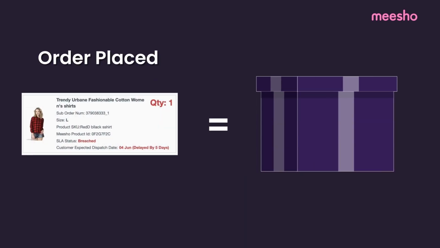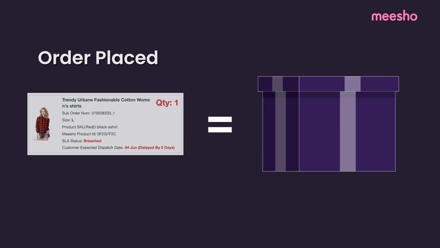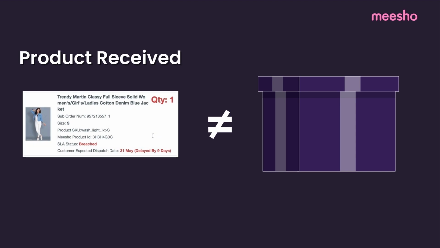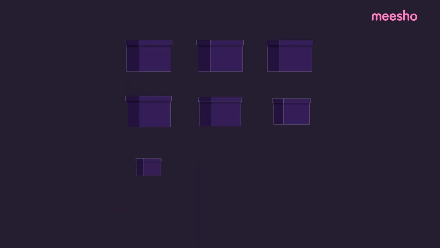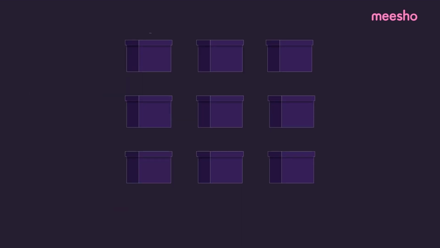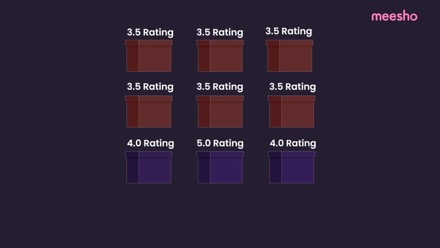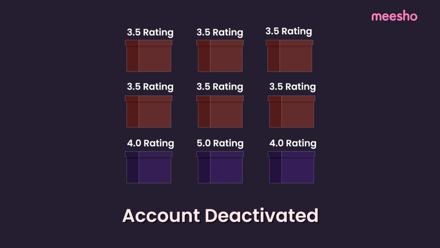Also note, if the product received by the customer is not similar to the catalog mentioned on Meesho, then the same catalog will be deactivated from the supplier account. And if more than 60% of your catalogs are deactivated and received a rating lower than 3.5 from the customers, then your account will be deactivated. So, make sure that you pack and ship the right products to your customers.